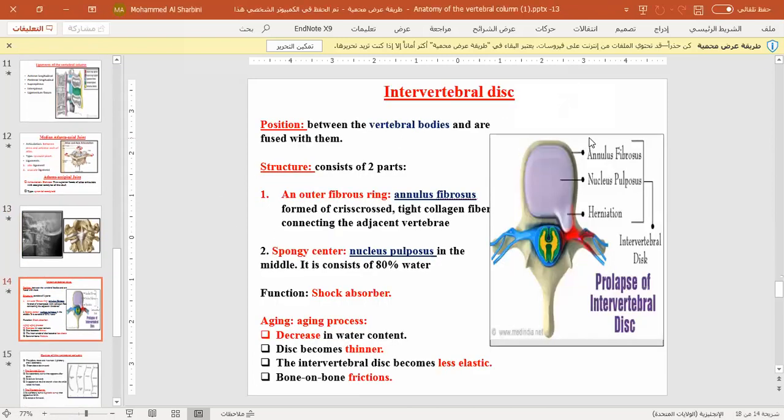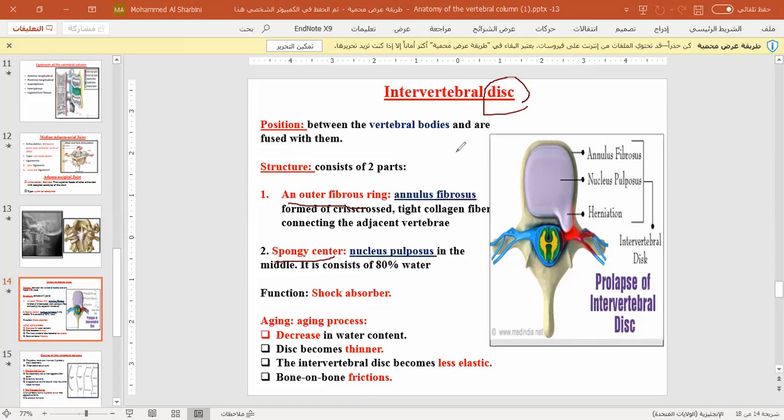Okay, intervertebral disc. What is meant by the intervertebral disc? The intervertebral disc is a disc in between the bodies of the vertebrae. This is very important to prevent friction between the vertebrae. This disc is formed of what? Formed of two parts.